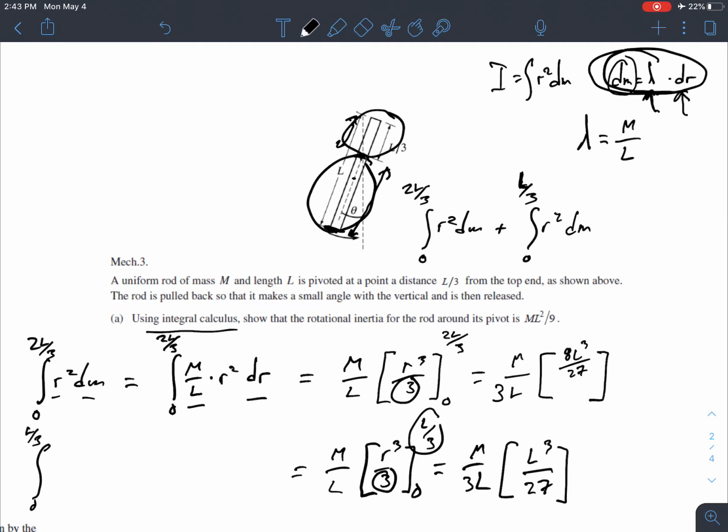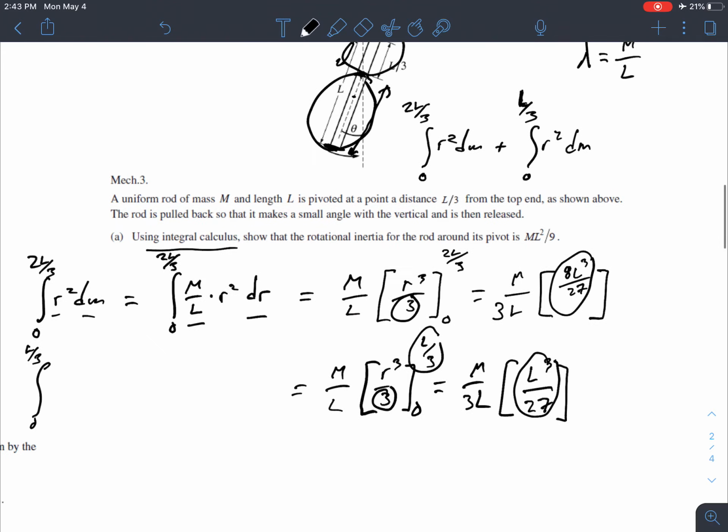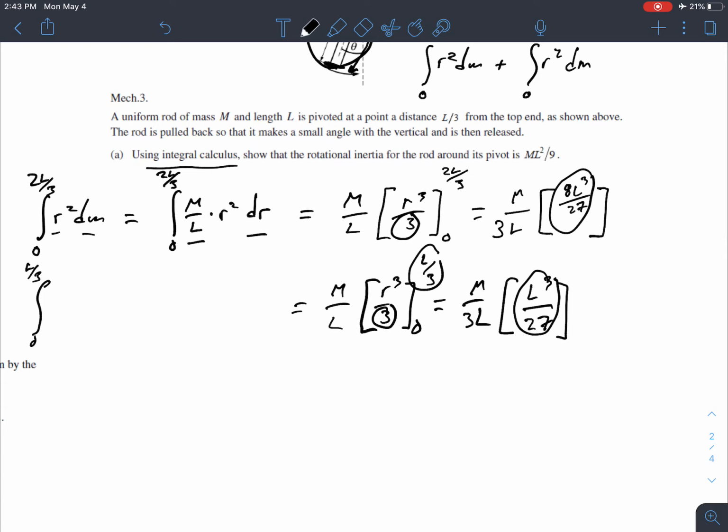Okay, so I've got fractions here. I've got 8/27ths and 1/27th of these. So when I add those together, I get, let's see, 8 plus 1 is 9. 9/27ths is 1/3. So I get M over 3L times L cubed over 3, right? Because I had 9/27ths of that.